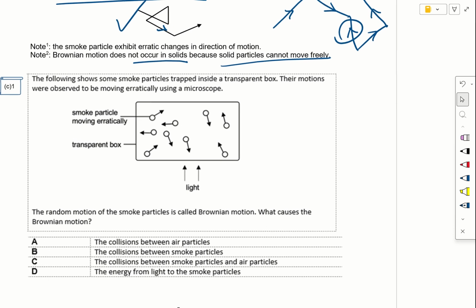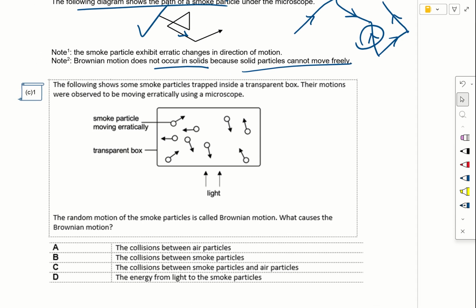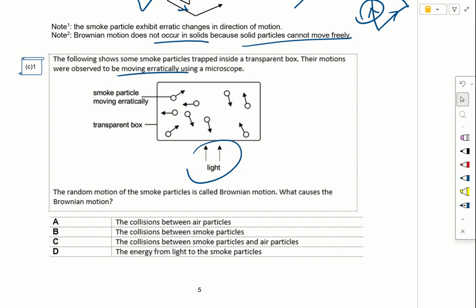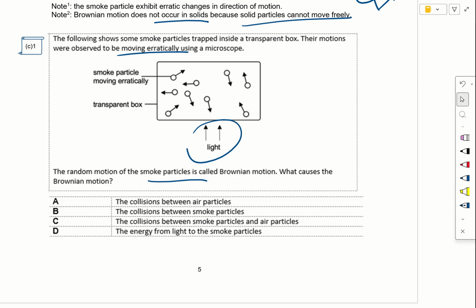Okay, let's try C1. The following shows some smoke particles trapped inside a transparent box. Their motions were observed to be moving erratically, randomly, using a microscope. So we shine a light, then we have all these smoke particles moving in random directions. The random motion of the smoke particles is called Brownian motion. What causes the Brownian motion is the collision between air particles.